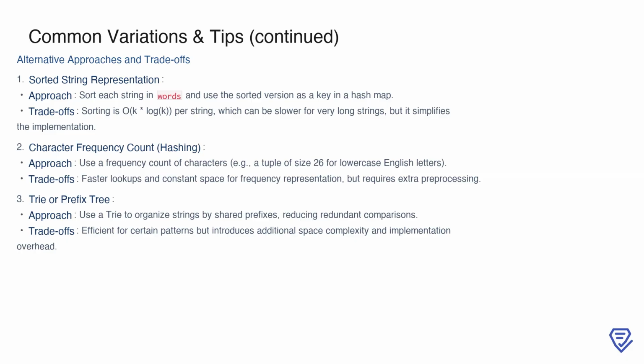Another approach is to use a character frequency count, where you represent the frequency of characters as a tuple, such as a fixed-size array for lowercase English letters. This allows for faster lookups and uses constant space for frequency representation, though it does require some pre-processing. Finally, you might consider using a tree or prefix tree to organize strings by shared prefixes. This can reduce redundant comparisons and improve efficiency for certain patterns, but it introduces additional space complexity and can be more challenging to implement. Each of these methods has its strengths and weaknesses, so the best choice will depend on the specific constraints and requirements of the problem.